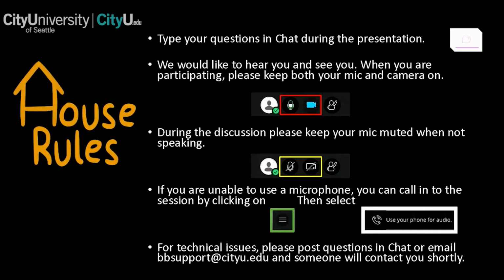To participate in these interactive activities, you can use the chat and type your questions and comments in the chat box, or you could use your microphones and speak. But when you're not speaking, please keep your mics muted, so that we won't get background noise. If you do not have a microphone, you can always call into the session by clicking on the icon that looks like a menu up at the top, and then select Use Your Phone for Audio option.